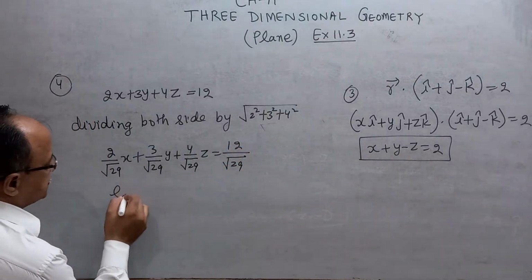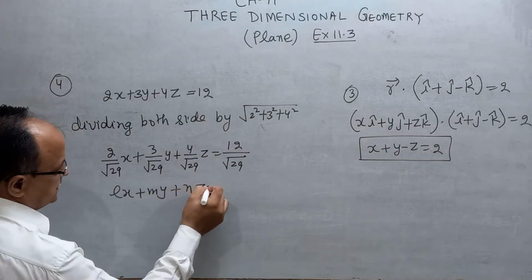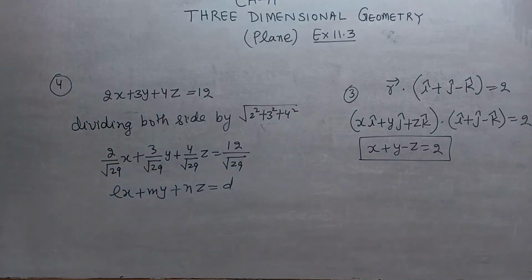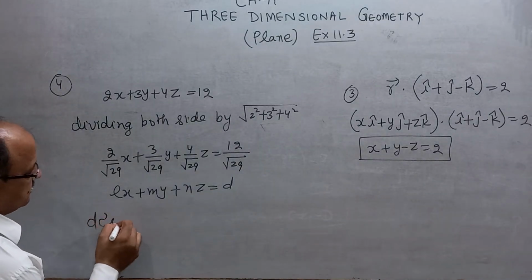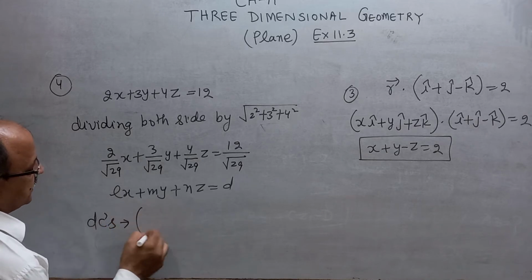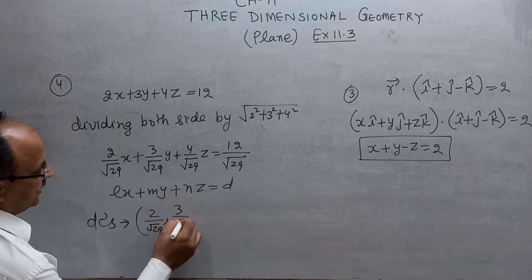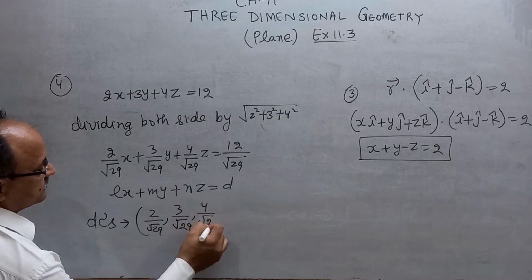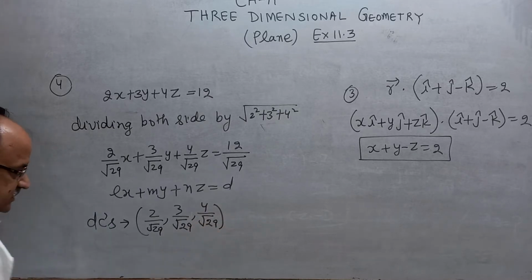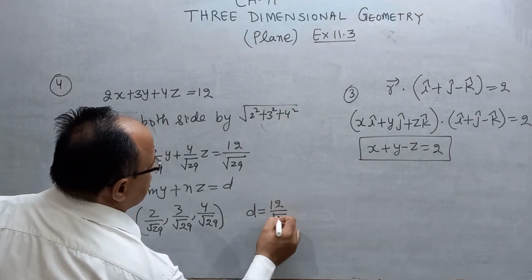When you compare this equation with lx plus my plus nz is equal to d, can you tell me the direction cosines? The direction cosines are 2 by root 29, 3 by root 29, 4 by root 29, and the distance from the origin is 12 by root 29.